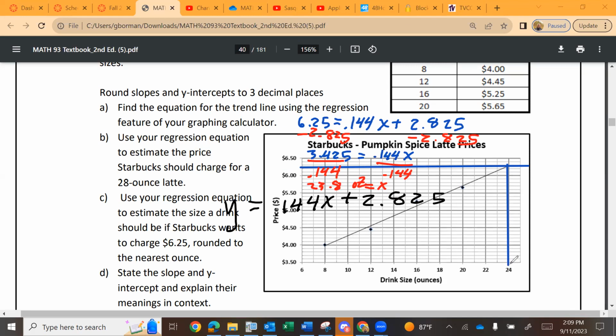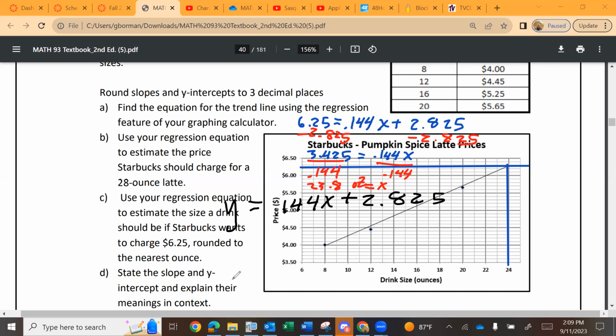Hey, that's pretty darn close to our estimate. I said, hey, 24 ounces, maybe just a little less. I feel very comfortable with that answer because it's consistent with my estimate from the graph. Again, they didn't ask me to do the estimate on the graph, but it helps me to know if I'm right or wrong. Plus, it helps me to understand what's going on a little better, and it's good practice for reading that. All right, part D.